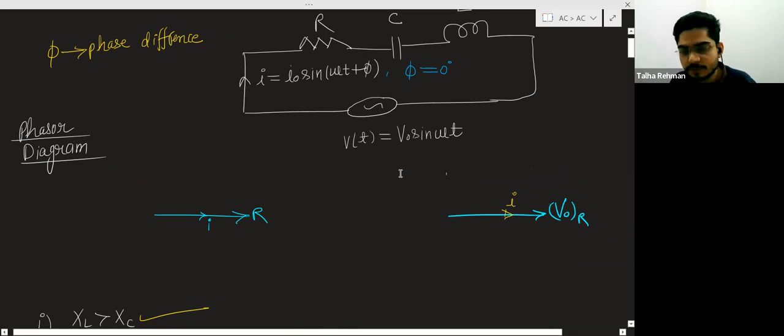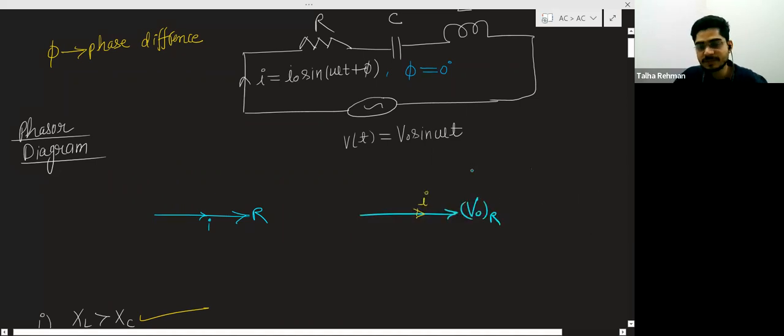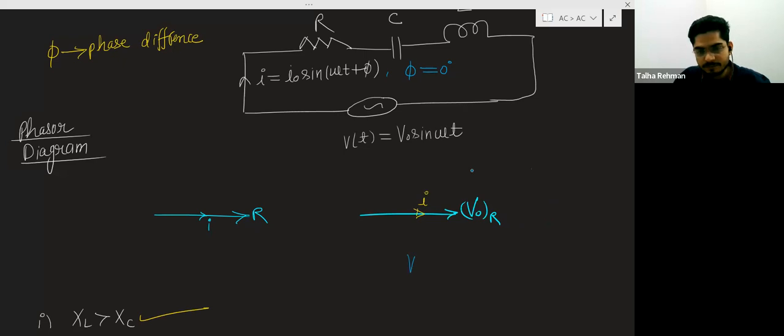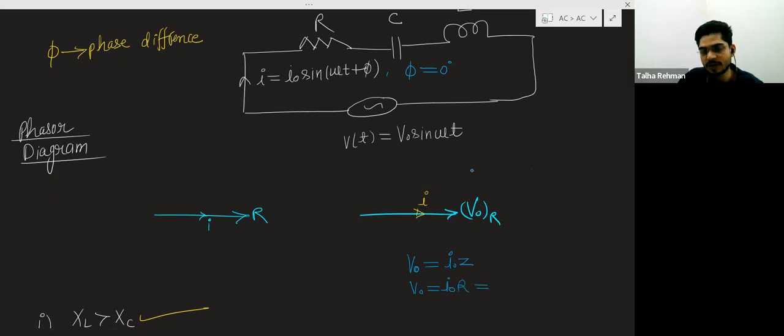And what will be the voltage at the resonance, if someone is asking the value of the voltage at the resonance? V naught is equal to I naught into Z. What is Z at resonance? Z at resonance is equal to R. So V naught is equal to I naught into R, and I naught into R is the peak voltage across the resistance. So that is why I have written this.